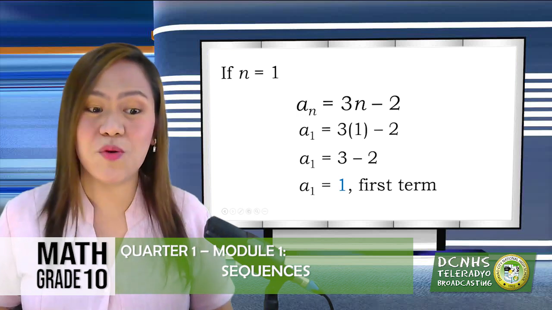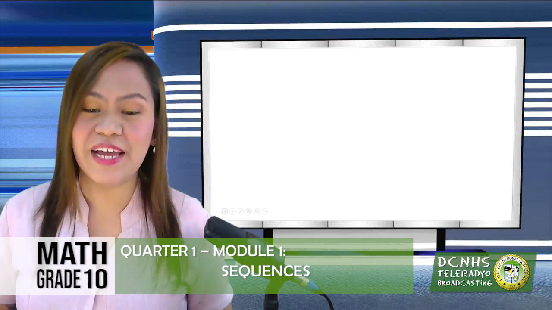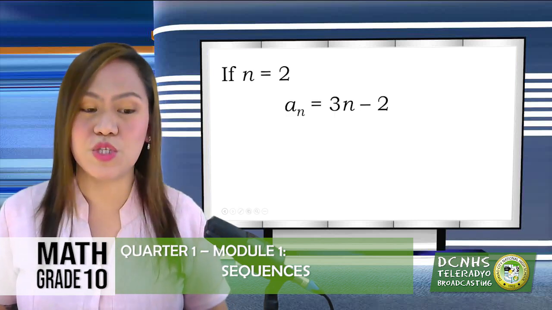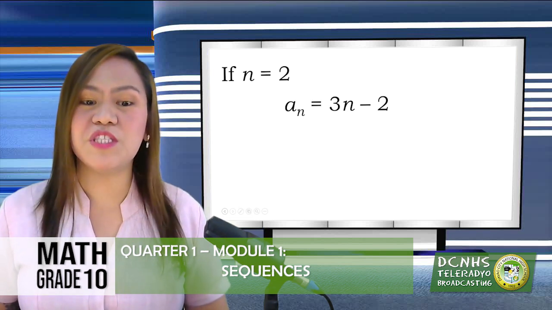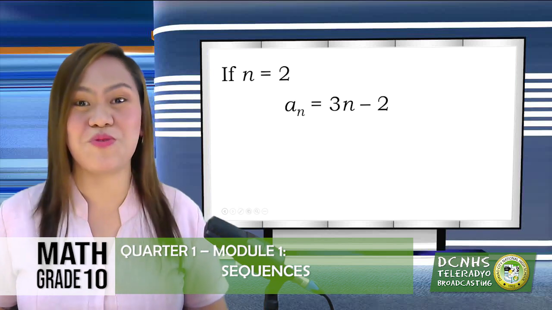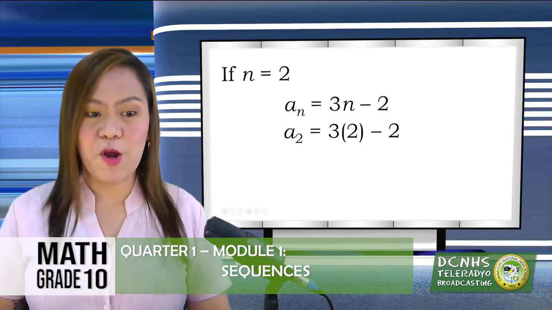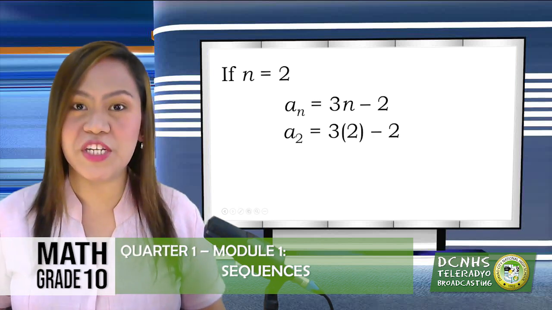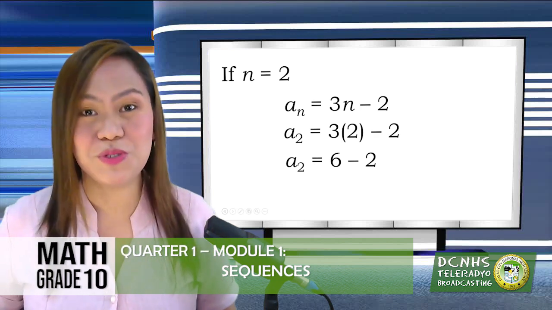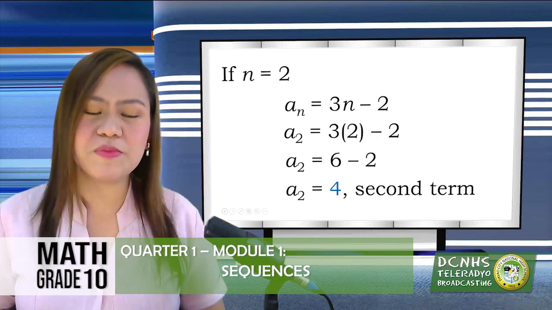If n is equal to 2, we follow the formula again. Write the given formula, a sub n is equal to 3n minus 2. Substitute the value of n. We have a sub 2 is equal to 3 times 2 minus 2. Then perform the indicated operation and simplify. We arrive at the answer of a sub 2 is equal to 4, which is our second term.